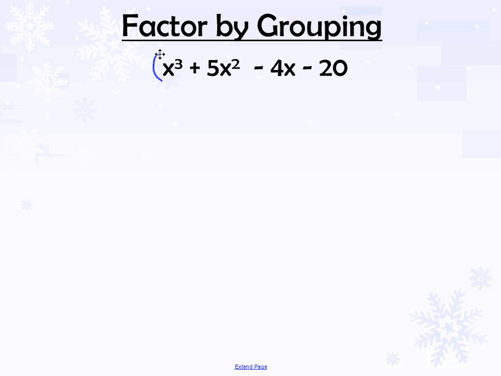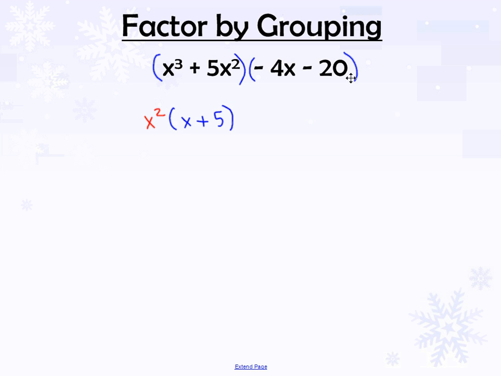Alright, so I'm going to group the first two and the last two together. I'm going to see what goes into both of these. That's an x squared. And what I'm left with is x plus 5.